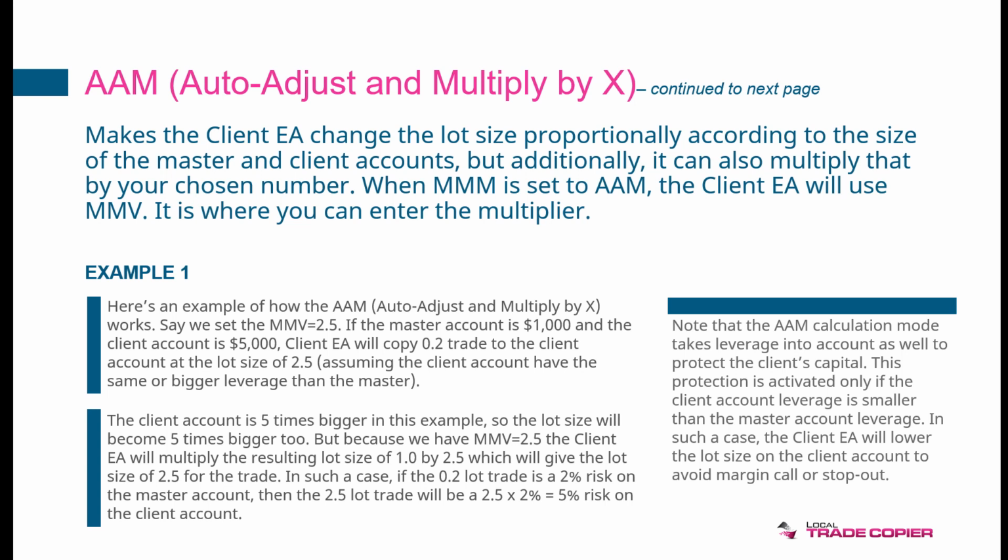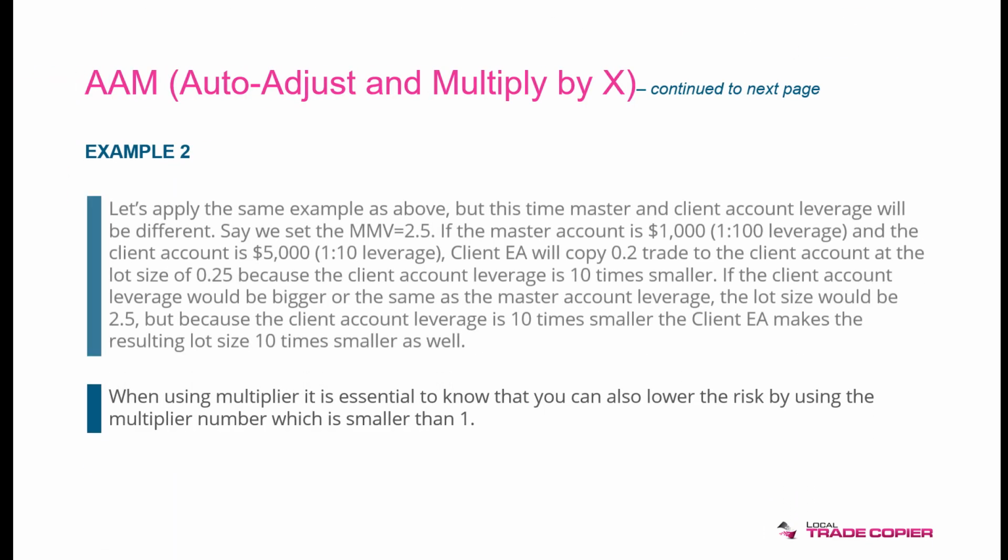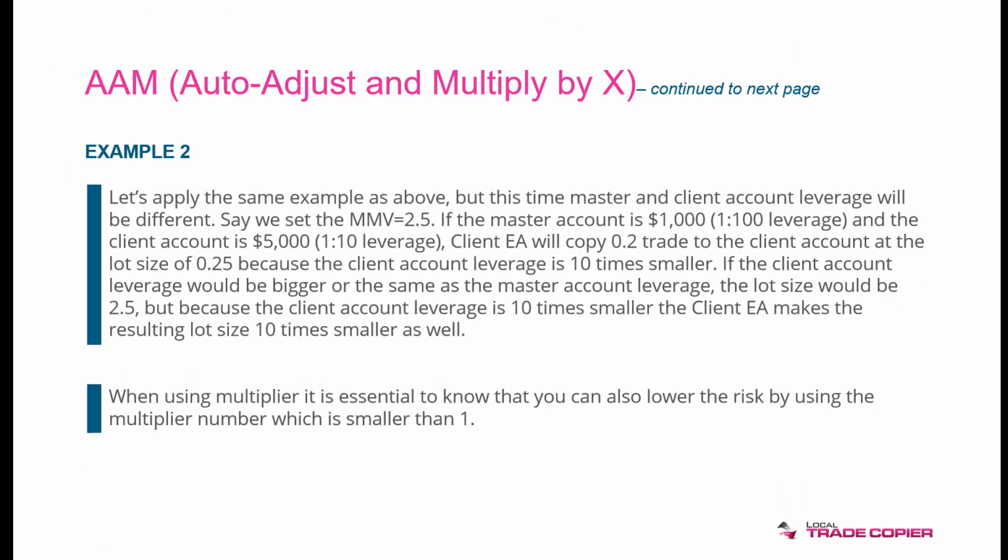Like for the protection of the client's capital. So let's take a look at the example with the protection when it's activated if the leverage of the client account is smaller. So it's like the same as the AAM example we had, but this time we also multiply by 2.5. So we have the same master account of 1,000, but leverage is 1 to 100, and the client size is 5,000, which is 5 times bigger, but we have leverage 1 to 10.